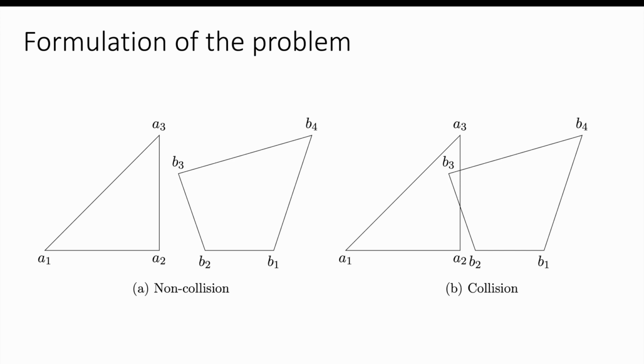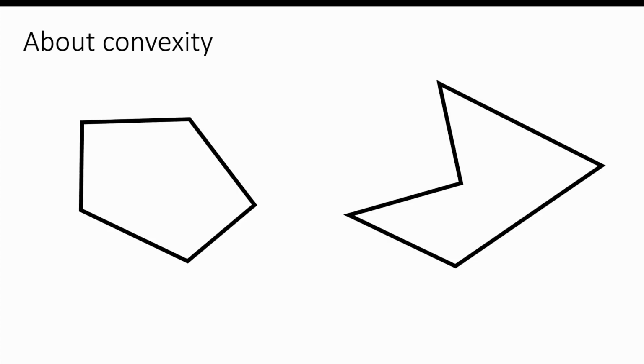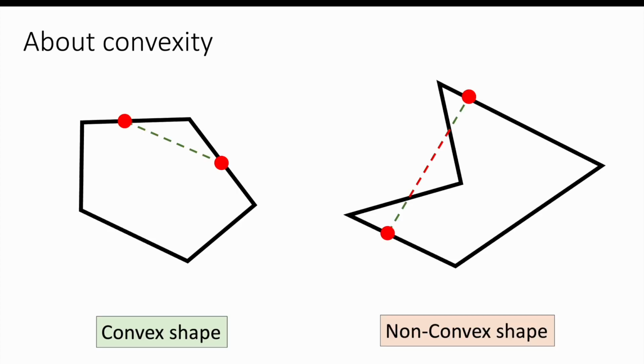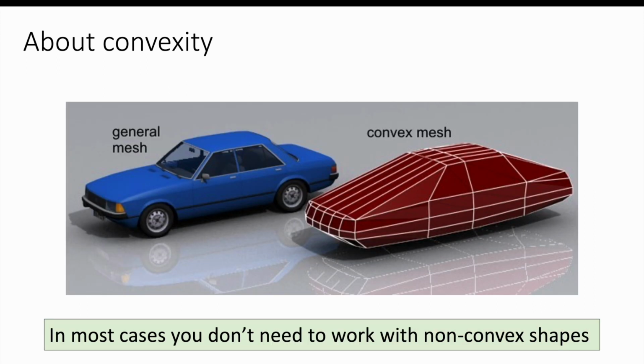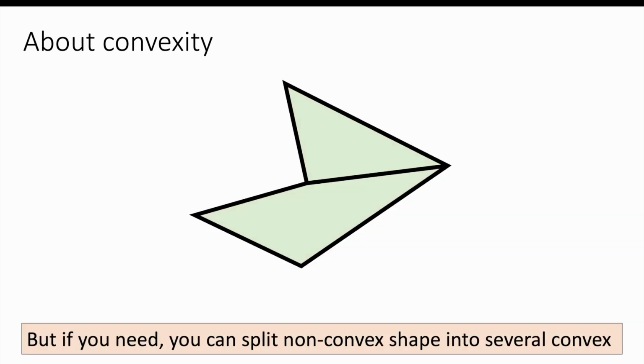We will consider only convex shapes. But what does it mean? That means that if we pick two random points on the shape, the line that connects them will lie inside the convex shape. So we can see that the shape on the left satisfies this property. In real case scenarios, we can always approximate the general mesh by the convex hull. But even if we can't, we can split the non-convex shape into several convex ones.